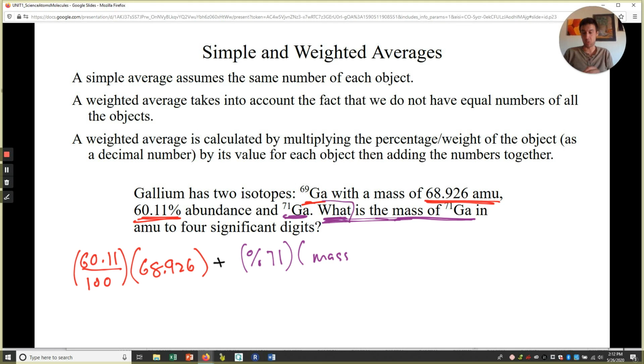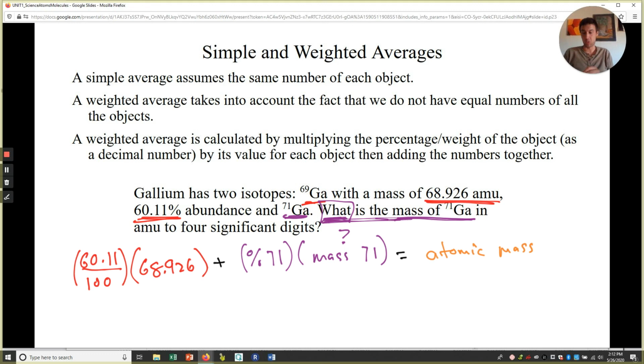So there's that big old what giving us the question. There's our question mark, mass of 71. And then this would have to equal the atomic mass. And well, dang, I'm not given that either. So we've got a lot of big questions that we would have to solve through here to be able to get through this question.